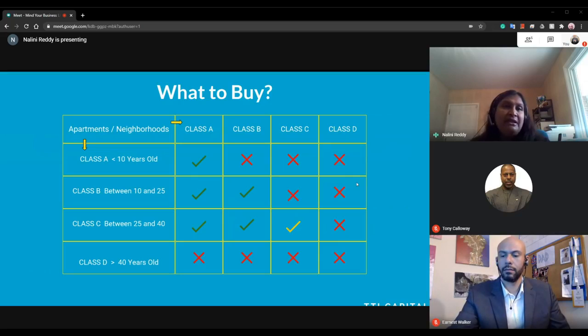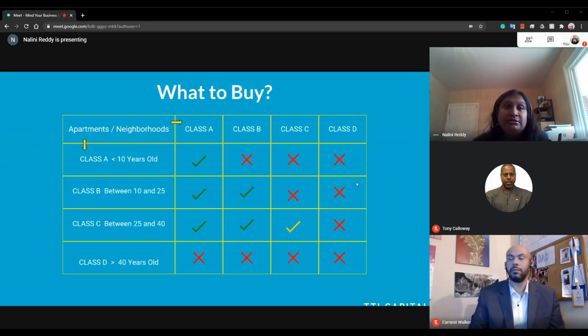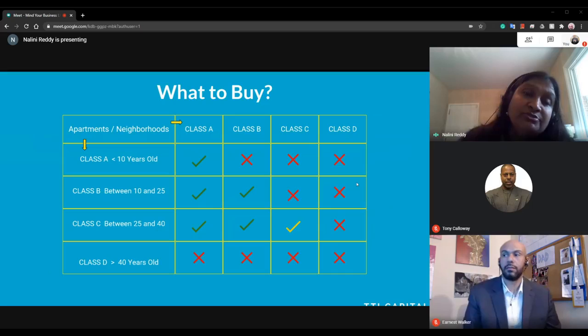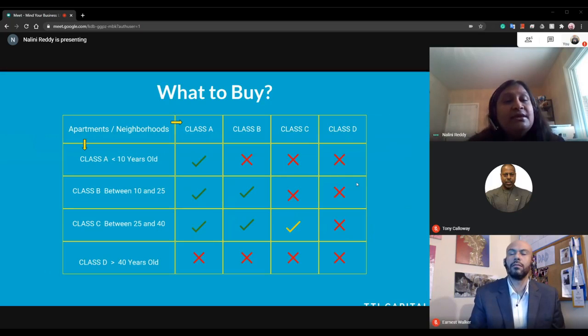Apartments and neighborhoods are classified as class A, B, C, and D. What does it mean, right? If an apartment has been built in the last 10 years or has been renovated to match any of the new construction, then it's considered class A. Similarly for class B, 10 to 25 years ago they were brand new, or they have been renovated to match the brand new at the time, then it's a class B. Similarly for class C, it's 25 to 40 years, and class D is greater than 40 years.